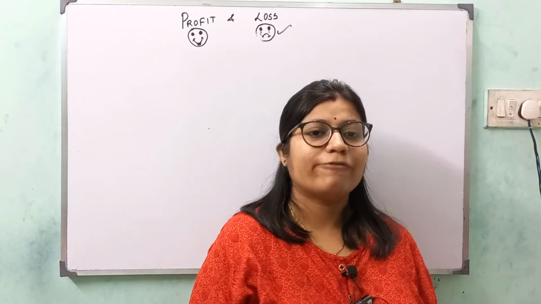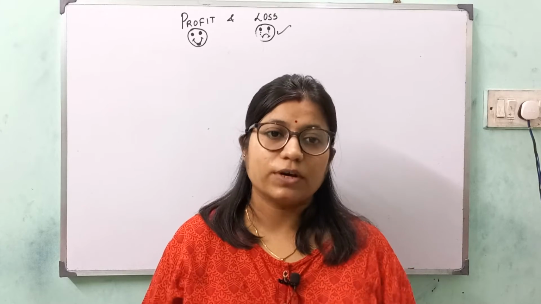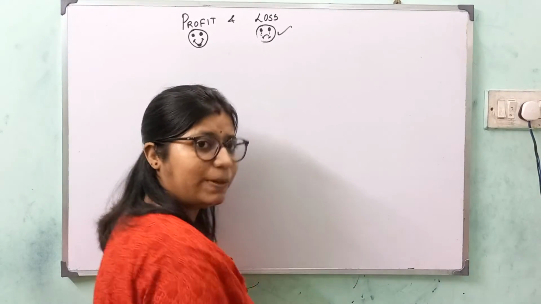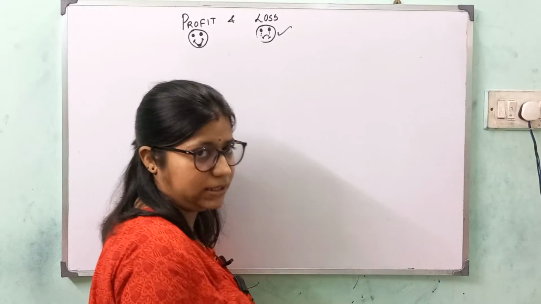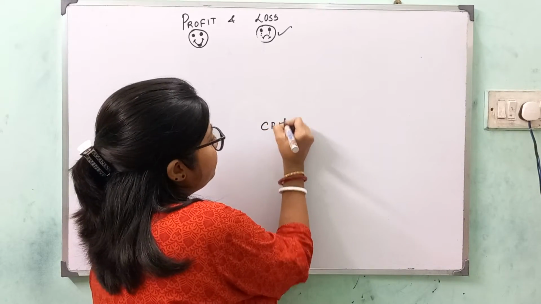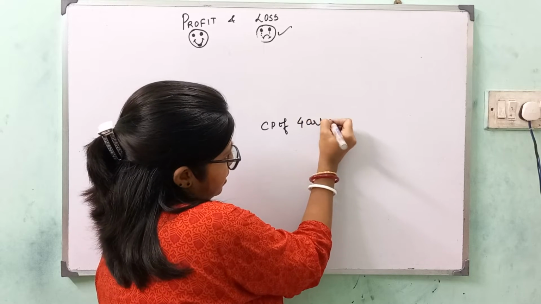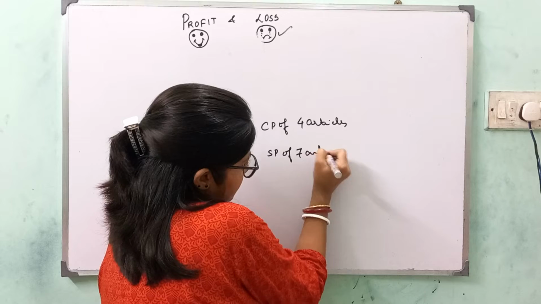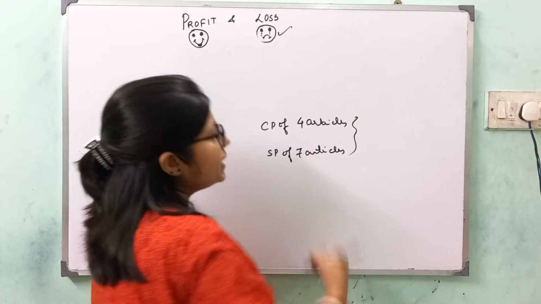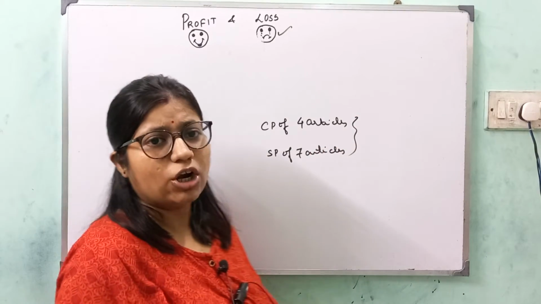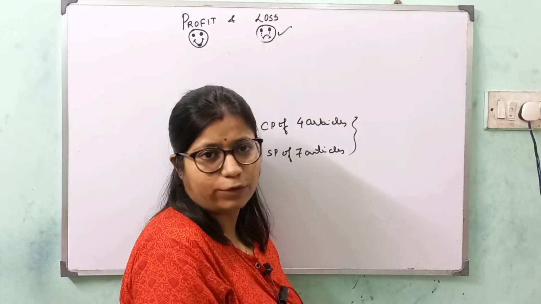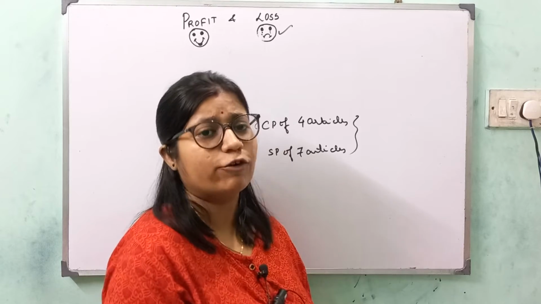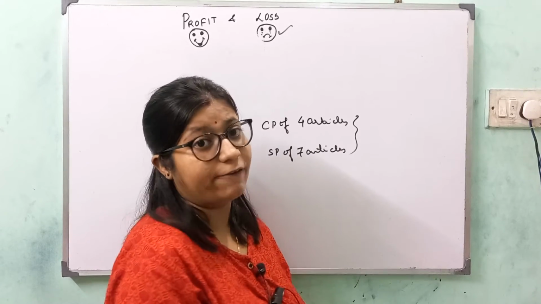Remember, whenever you have to calculate the profit or loss of a certain number of articles, make sure you know the CP as well as the SP of the same number of articles. Say if you know the CP of 4 articles and the SP of 7 articles, then using this data, the profit or loss of how many articles can you find out? It becomes difficult. Are you going to find out the profit or loss for 4 articles, or for 7 articles?